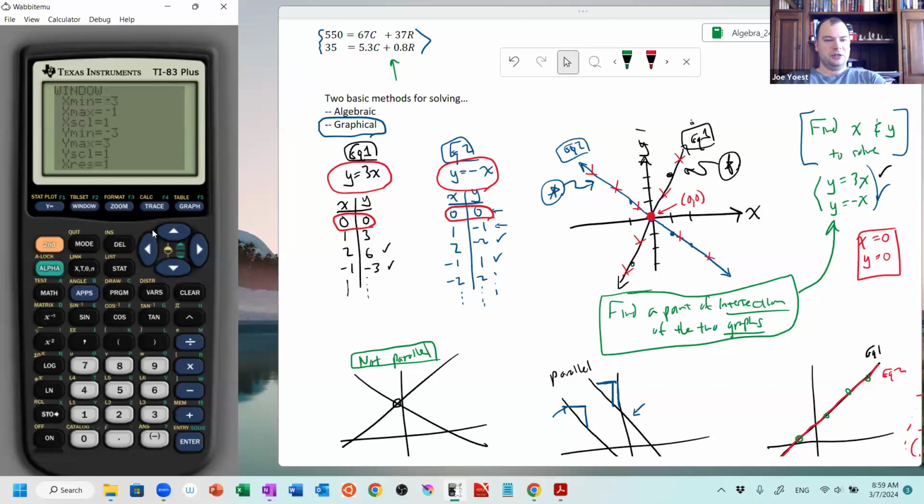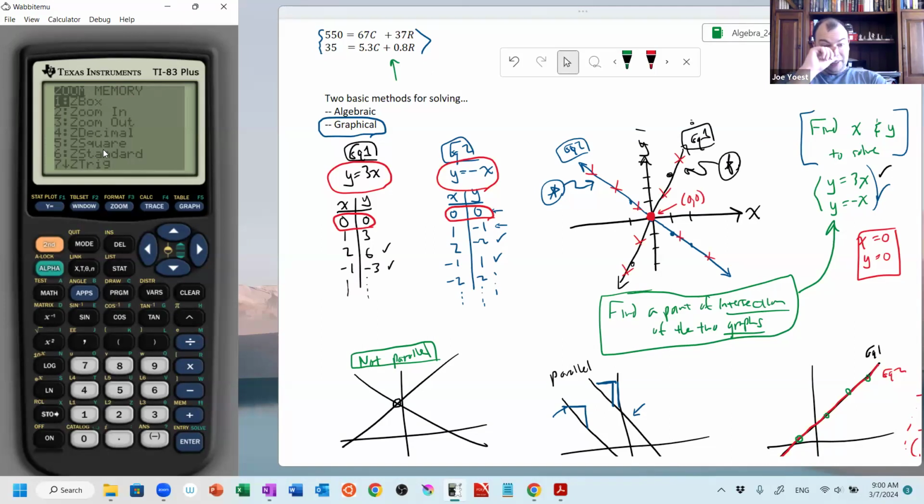If I look at my window button, that's where I can choose what window I want. Do I want to go -10 to 10 on the x-axis? Do I want to go 1 to 7 on the y-axis? I can change my window here by changing x-min and x-max, y-min and y-max. I'd usually leave x scale, y scale, and x resolution alone. We have a zoom function.